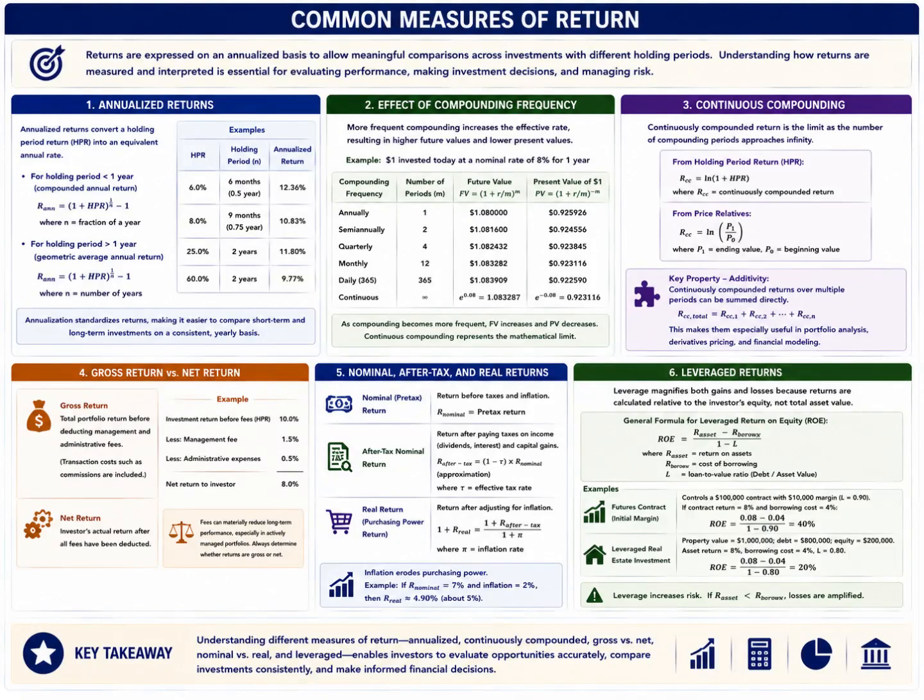Common measures of return introduces several important methods used to measure and interpret investment performance in financial analysis. The topic explains that returns are often expressed on an annualized basis to allow meaningful comparisons across investments with different holding periods. Annualized returns convert holding period returns into equivalent yearly rates, helping investors evaluate performance consistently. This standardization is especially useful when comparing short-term and long-term investments.